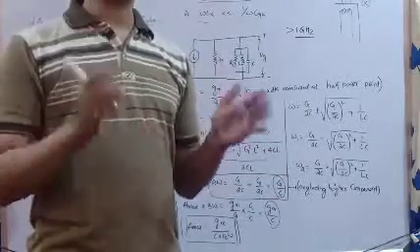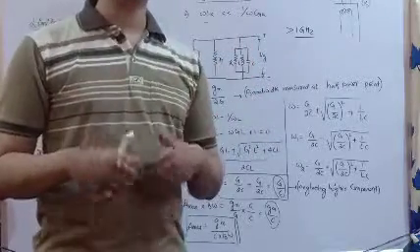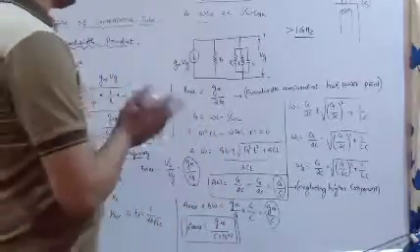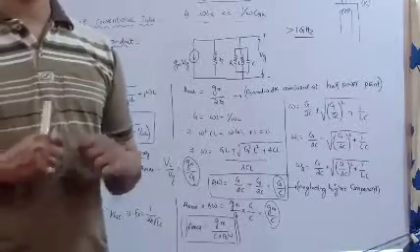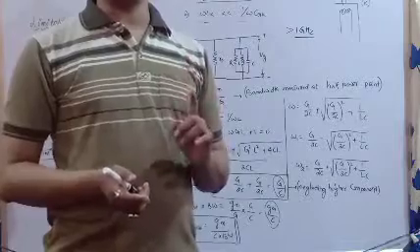This can be used as a source also. It can be used as an amplifier also. It can be used as a rectifier also. So these are the basic concepts behind the limitation of the conventional tube, why it is not operating beyond 1 gigahertz. Thank you all.